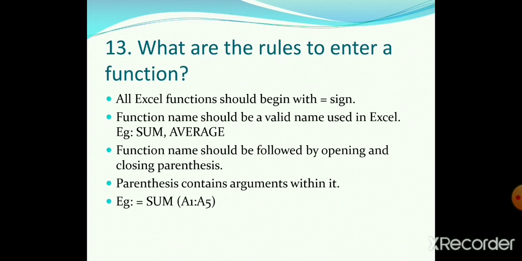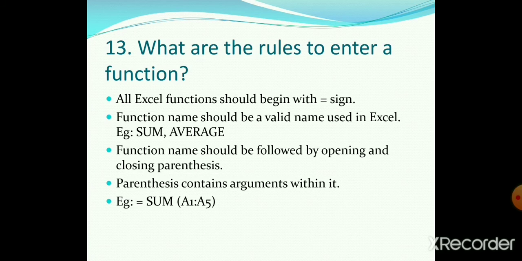Coming to the 13th question, what are the rules to enter a function? The first is, all functions should have an equal to sign. Then it should have a valid name. You cannot use your own name, you cannot use whatever name you want to give. It should always have a valid name which is already given or already used in Excel. That valid name should be taken care of. Then the function name should be followed by an opening and closing parenthesis, that is, a bracket which is open and closed. Within the parenthesis, you have to send the arguments or the inputs.